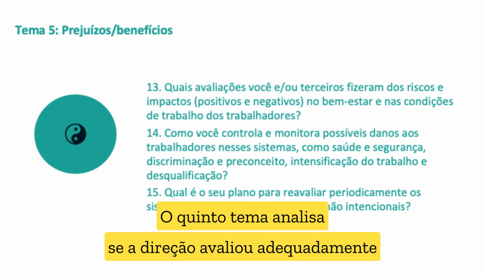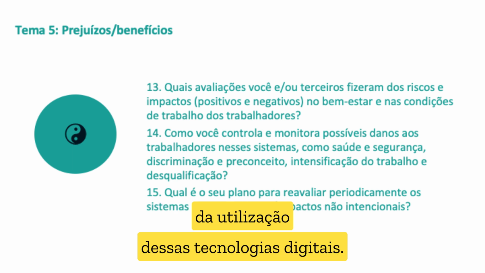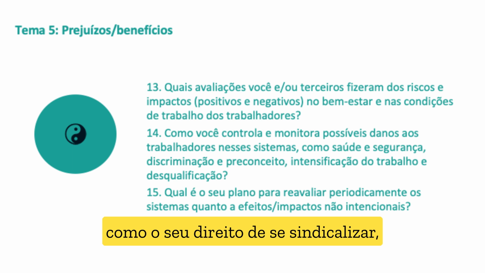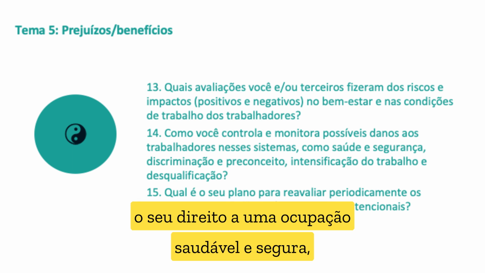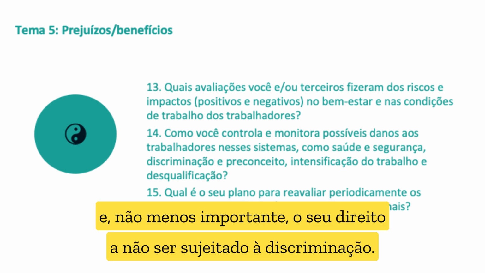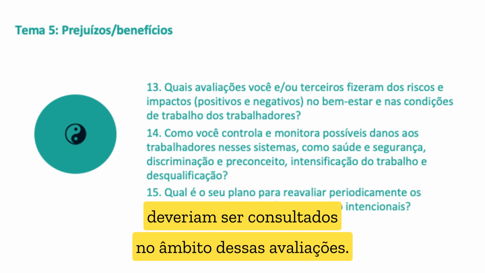Theme 5 examines whether management has adequately assessed the risks and impacts of using these digital technologies. Will the technologies abuse workers' rights, such as your right to unionize, to sound occupational health and safety, to reasonable and responsible working conditions, and not least your right not to be subject to discrimination? Remember, ideally, workers or their reps should be consulted as part of these assessments.